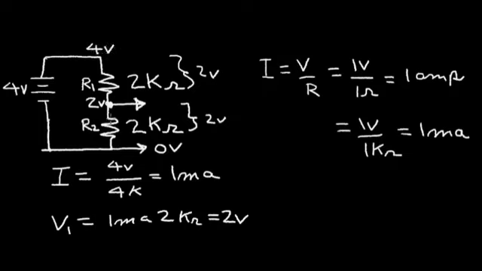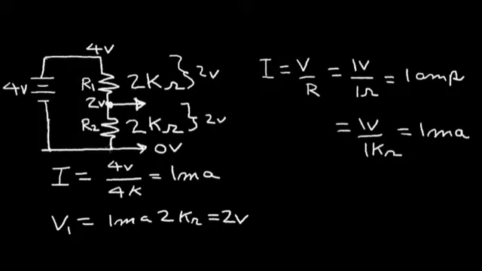Now there's a law in electronics called Kirchhoff's voltage law. And in a previous video we talked about Kirchhoff's current law. But what Kirchhoff's voltage law says is that if we add up the voltages going around the circuit loop, the net voltage around the loop is 0.